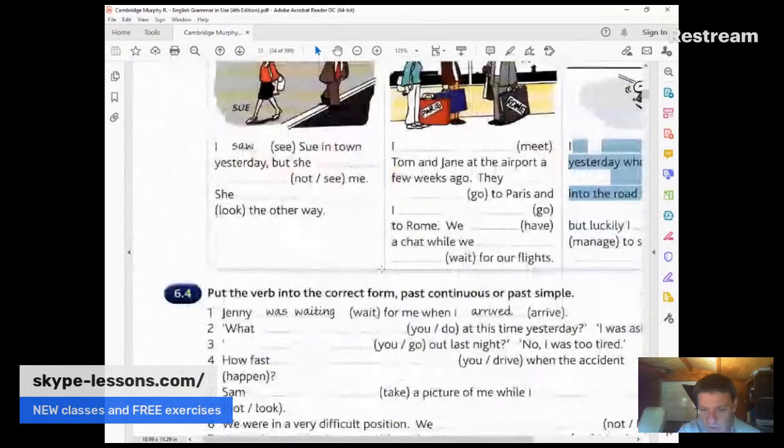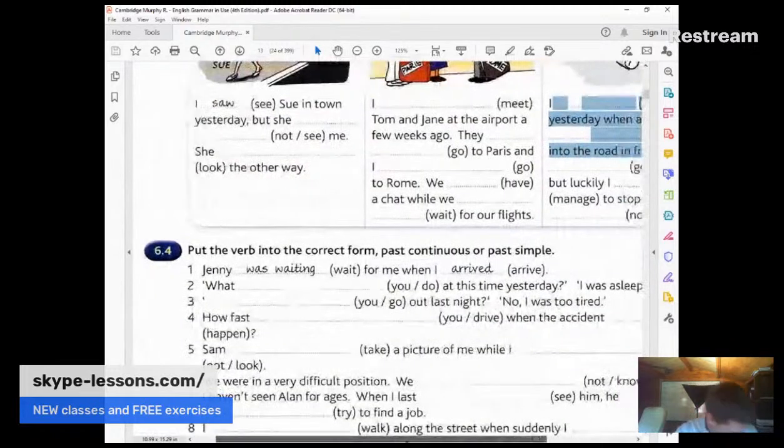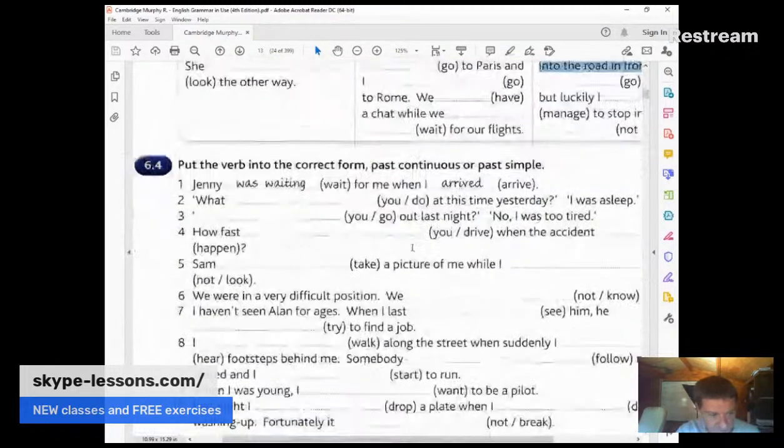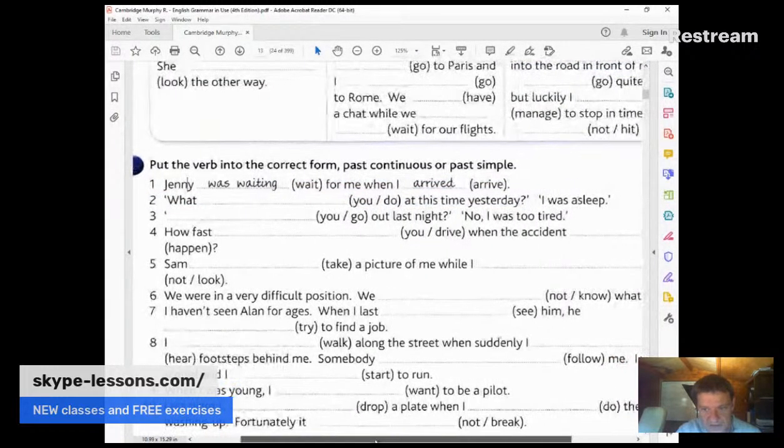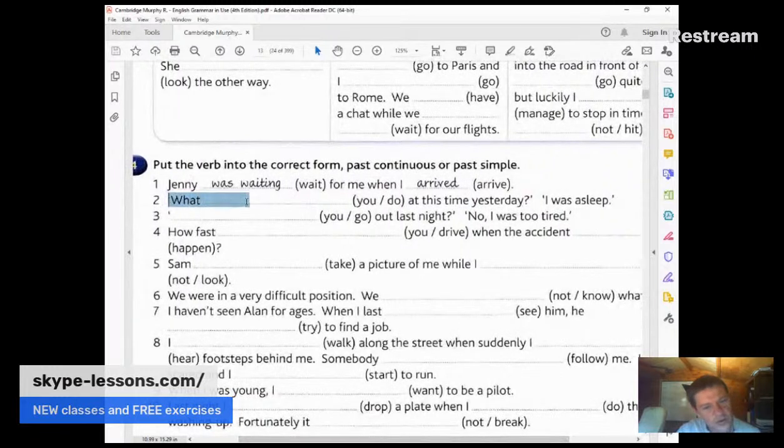Okay, let's try a few more on this one, 6.4. And then I really will let this poor cat out. Jenny was waiting for me when I arrived. Yeah, number 1. What were you doing at this time yesterday? Yeah, rather than what did you do? What were you doing means what were you in the middle of doing at this time yesterday? No, I was in the middle of sleeping.